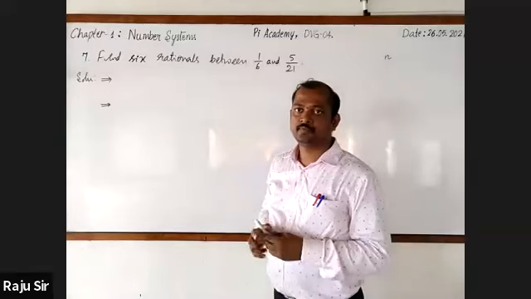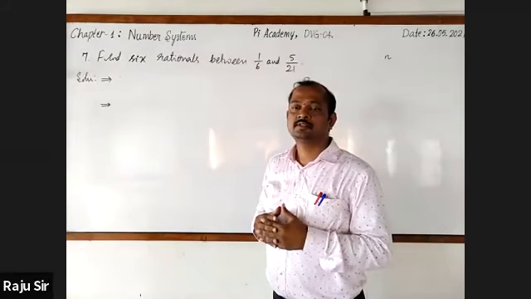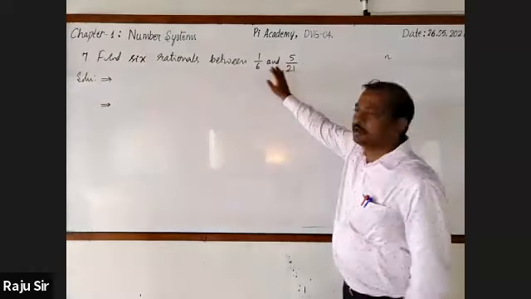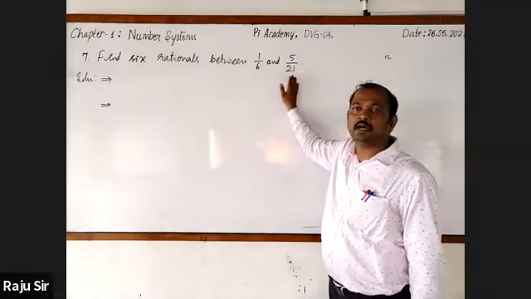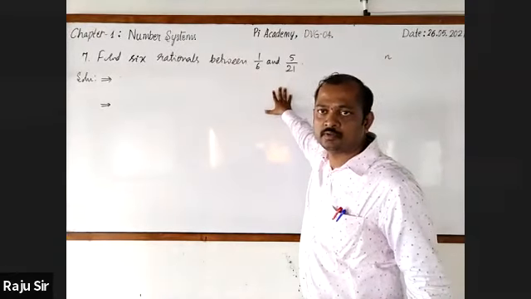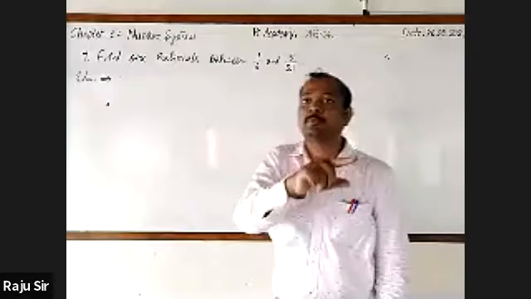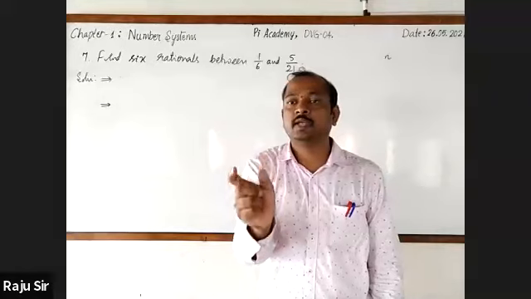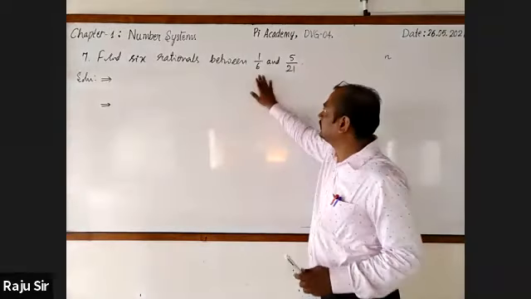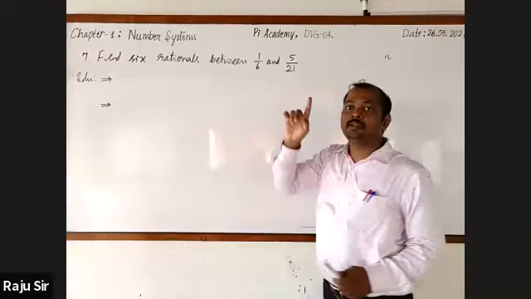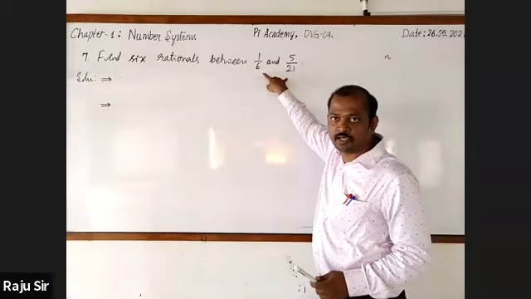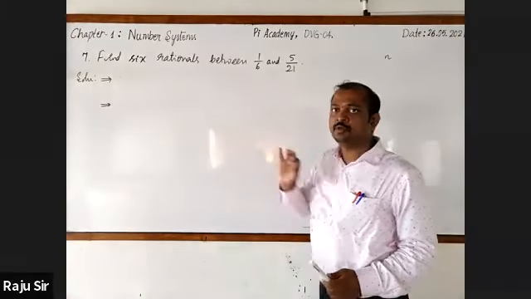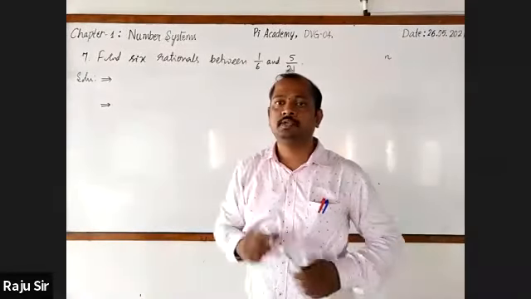Look at it. Stop writing and observe the board. Observe the denominators. The denominators are 6 and 21. Are they the same? No, sir. No, they are different. In the previous problem, the denominators were the same, but here the denominators are different. When the denominator terms are different, you have to take the LCM of those denominators. Please observe the board. Don't go for writing anything. Afterwards, I'll give you time.